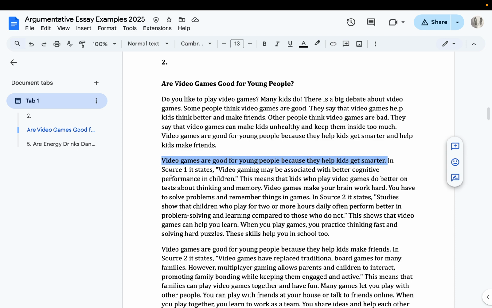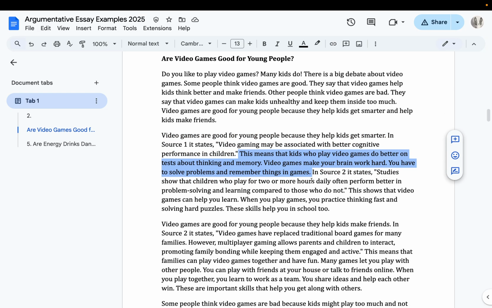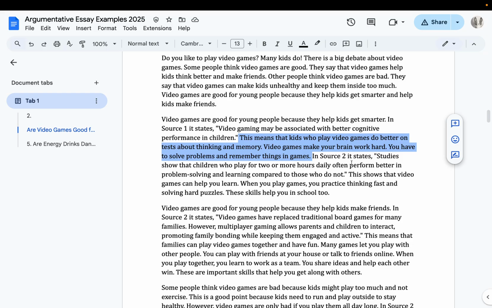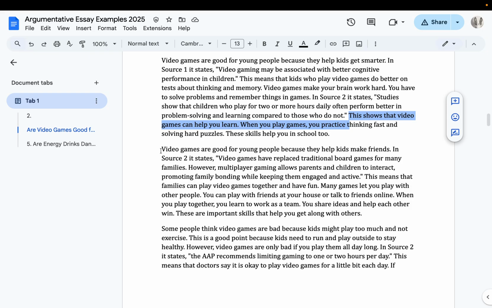In source 1, so they state their source, video gaming may be associated with even better cognitive performance in children. That's their evidence. They have their elaboration. Then they have a second sentence. Studies show that children who play 2 or more video hours daily often perform better at problem solving and learning compared to those who do not. And then again, I suggest that you use that strategy that I showed you just now. In addition to that first reason, you have the second reason. Again, this is going to be their second topic sentence.